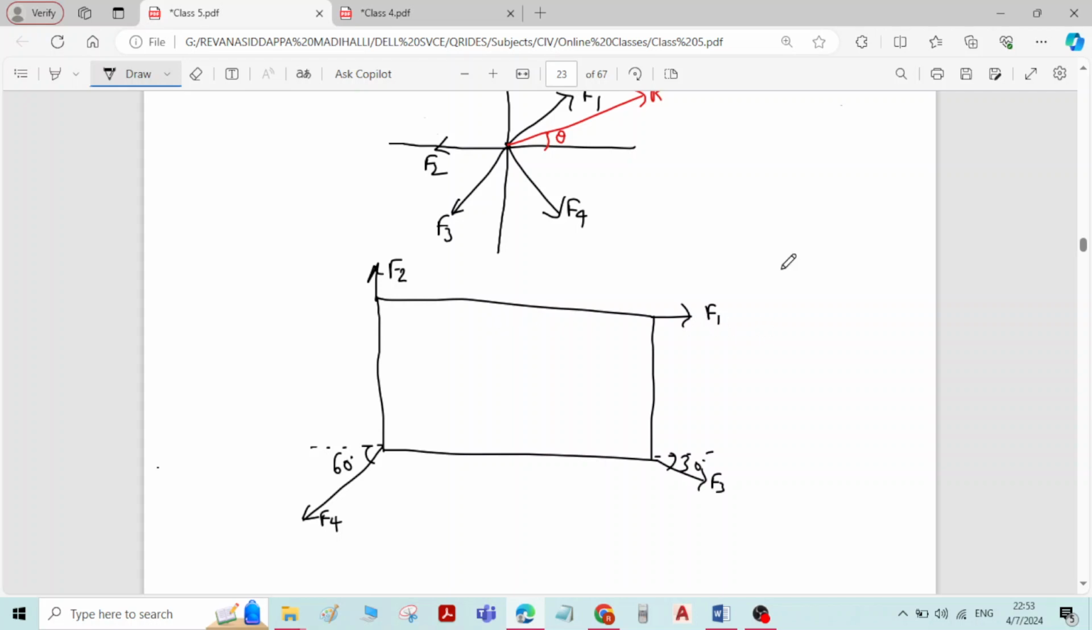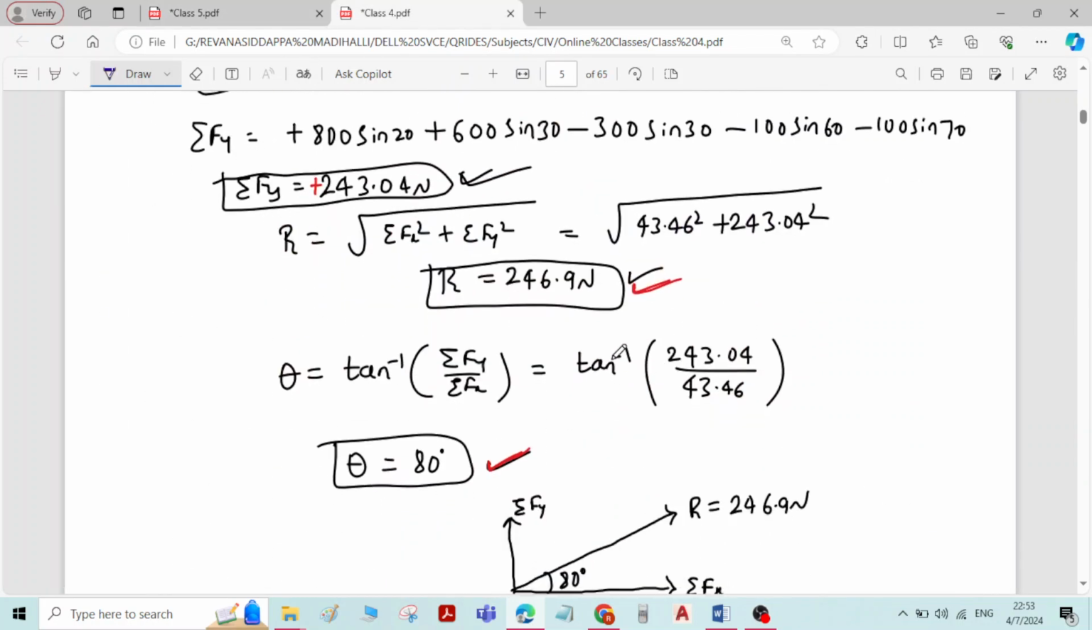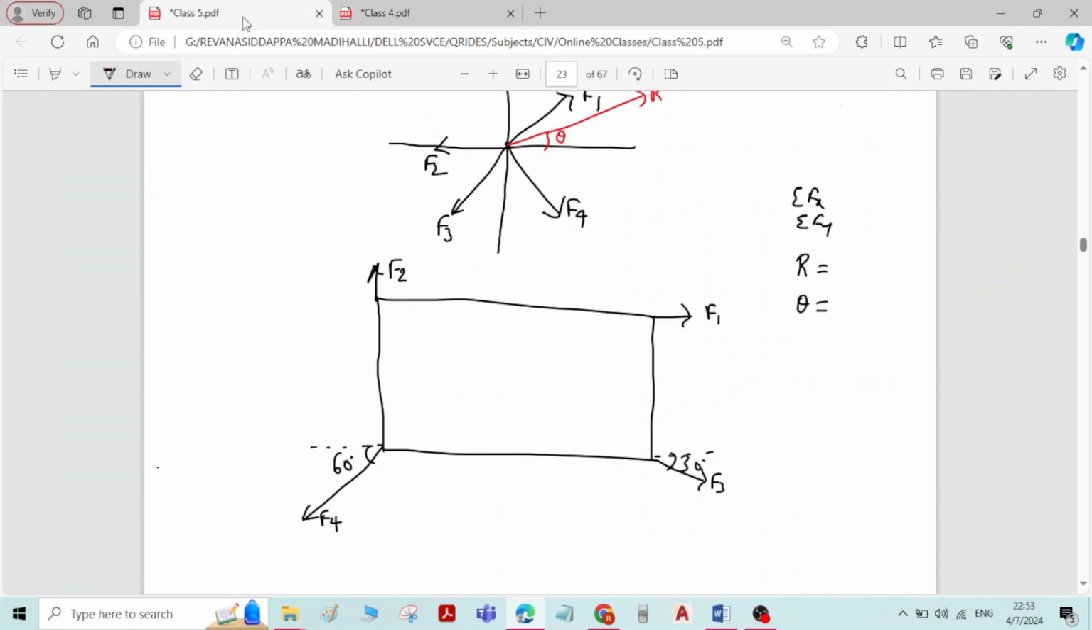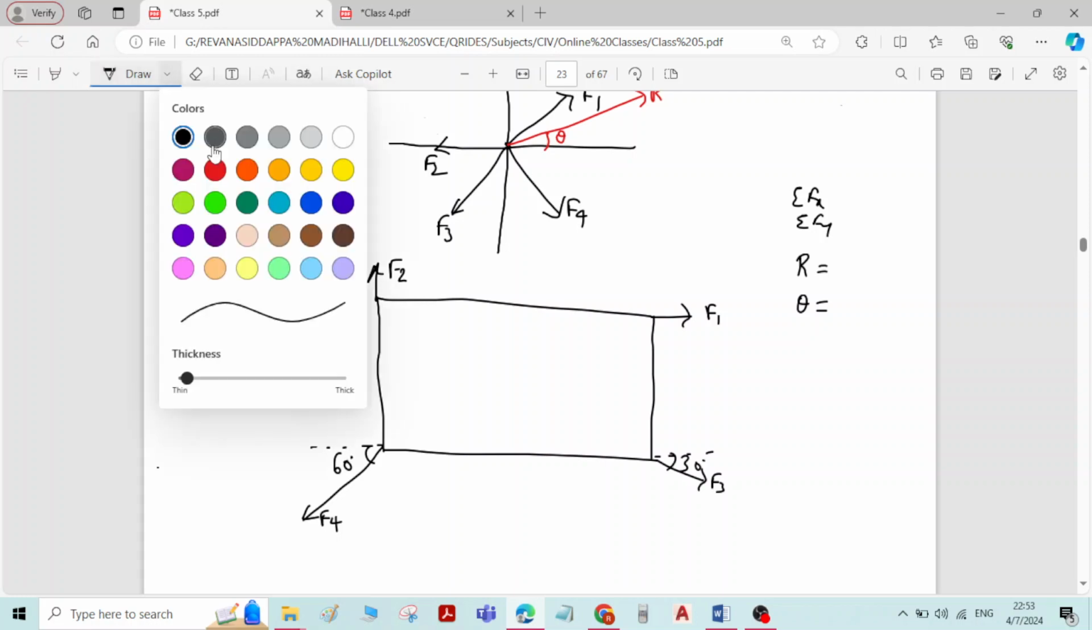For this we can find the magnitude of the resultant force and its inclination by finding sigma Fx and sigma Fy, using the formula root of sigma Fx square plus sigma Fy square, and tan inverse of sigma Fy by sigma Fx. But when it comes to the position of the resultant force, it is very difficult to predict.